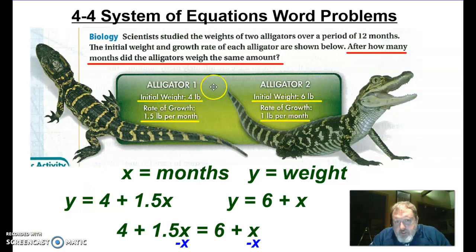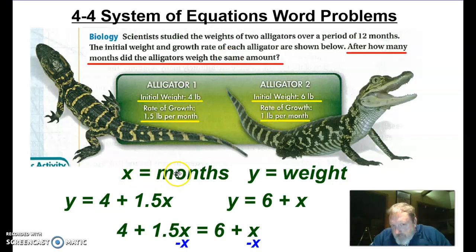So this first one starts out here with biology. You're talking about looking at alligators here over a period of 12 months, and the first alligator weighed 4 pounds at birth and grew by 1.5 pounds per month. The second one weighed 6 pounds at birth and grew at 1 pound per month, and they want to know when will they weigh the same.